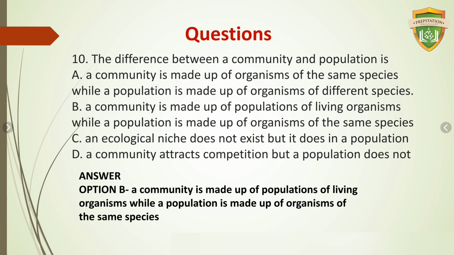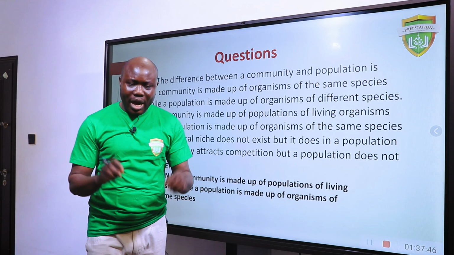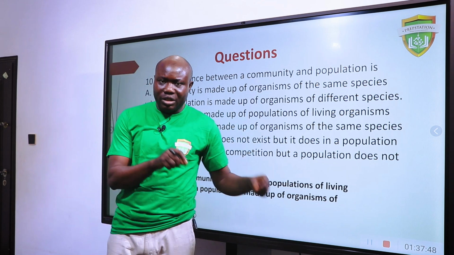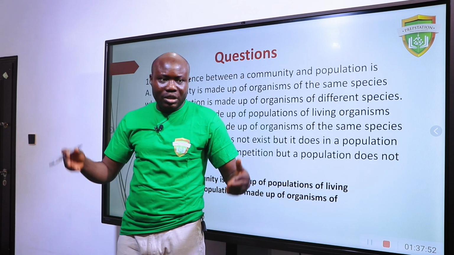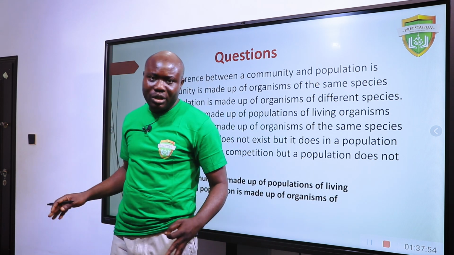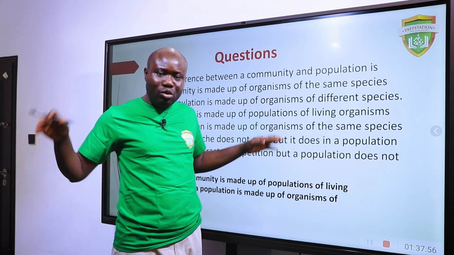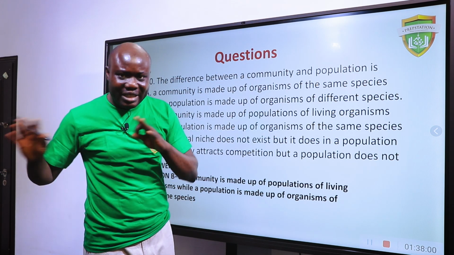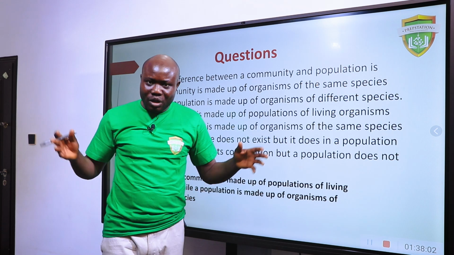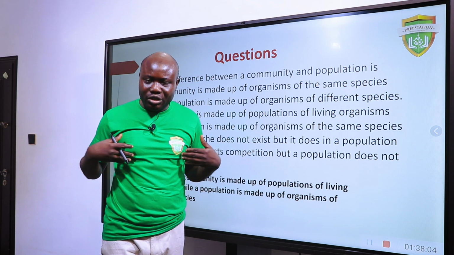Number 10. The difference between a community and a population is, now stay with me. A community is a group of organisms of different species, while a population is a group of organisms of the same species. So that's why they said community of students. Now, they are looking at everybody, all the animals there, including our cousins, the lizard and all those animals that share the same evolutionary relationship with us.